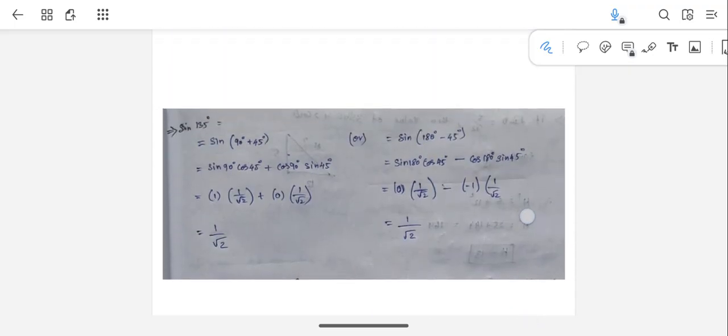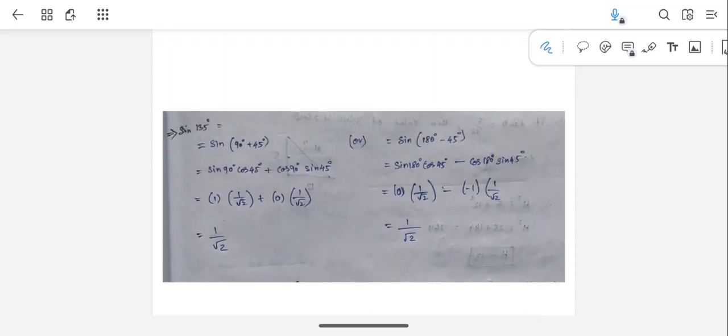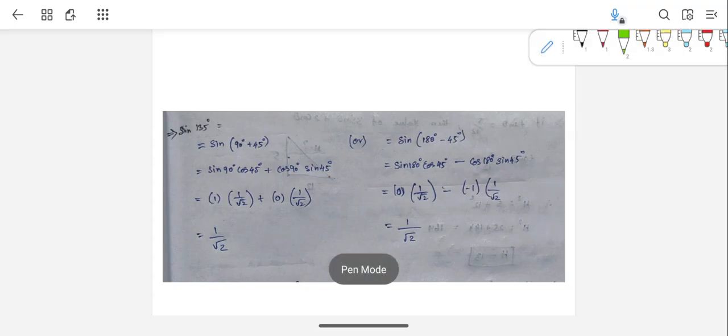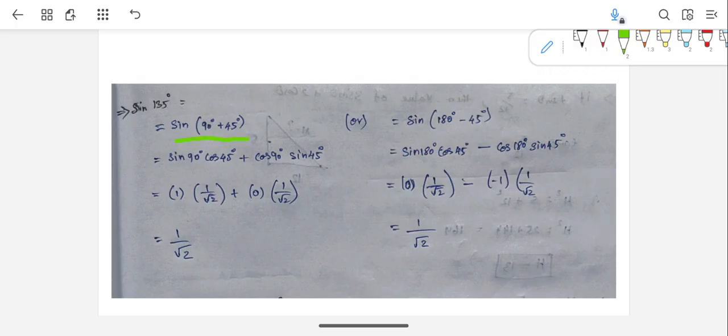I have given you another example question also. We already discussed this, right? Sine 135. So how to do that? There are two methods: you can use sine a plus b or sine a minus b. Why? Because sine 135 you can expand as 90 plus 45, or 180 minus 45. So this is in the form of sine a plus b; you can use its formula and expand it. It is in the form of sine a minus b; use that and expand it.